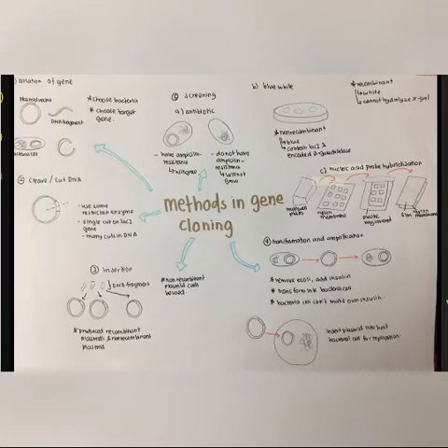So today I'm going to present about the methods in gene cloning. Basically, there are 5 methods. The first method is isolation of gene. The second method is cleave or cutting the DNA. The third method was insertion. The fourth method was transformation and amplification. And the last method, which is screening.